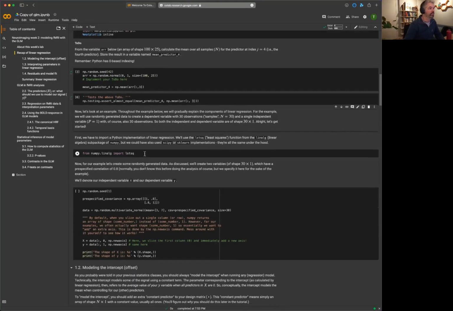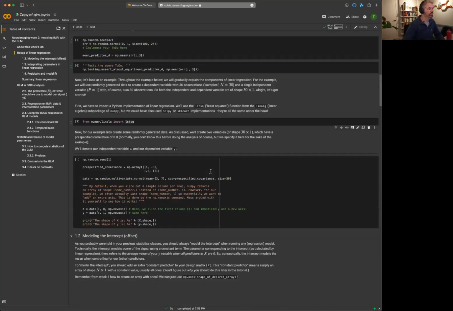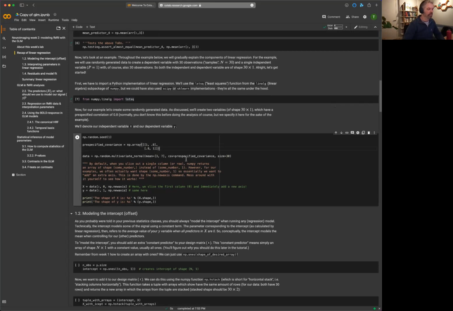Great stuff. Now, in the notebook, we're going to use this least squares approximation function, and that is implemented in the linalg subpackage of NumPy. So we're going to use that. And there are specific other ones, but in principle, the math underpinning these things is all the same.